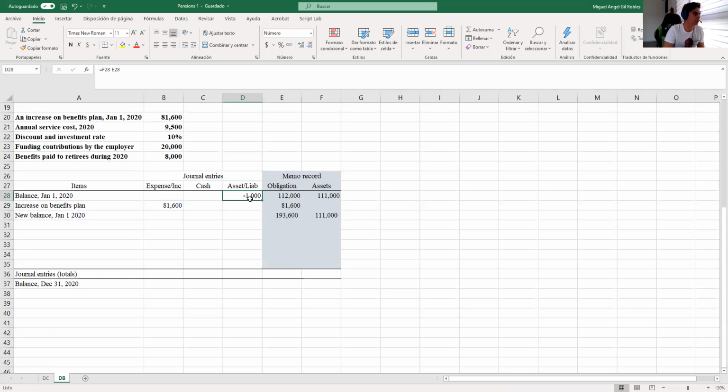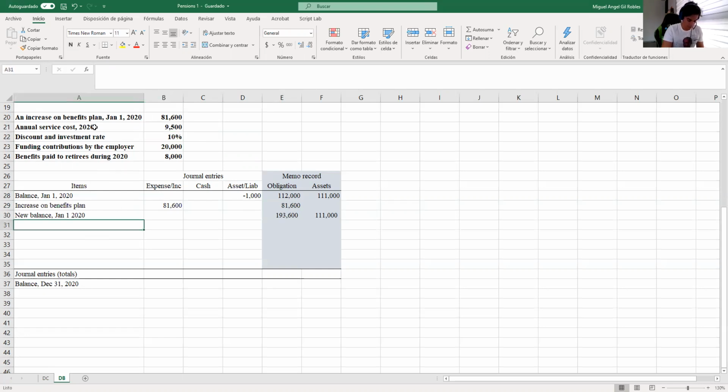I know that this one, because remember, this is part of the journal entries. We are going to leave it like this. We are going to recalculate only the balance on the memo record to show that the money in the fund is not enough to cover this obligation. So far so good. We are just recalculating the new balance, and we have to do it because we're going to apply the discount rate to this number, not to this number, okay?